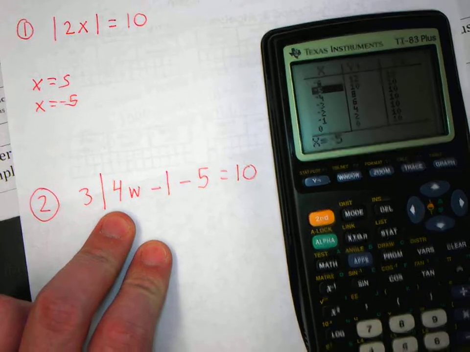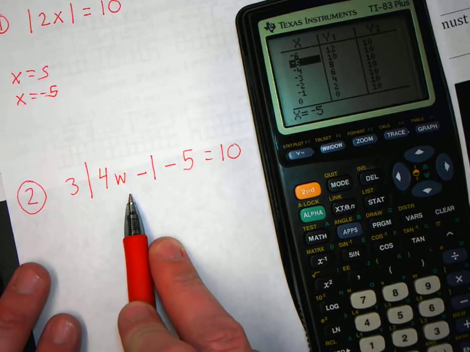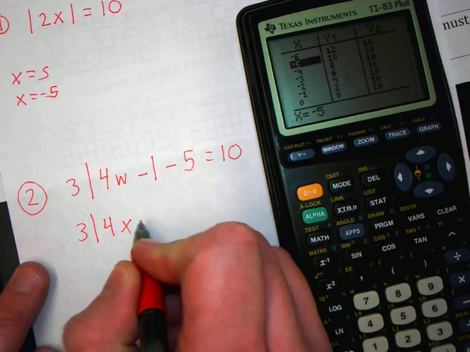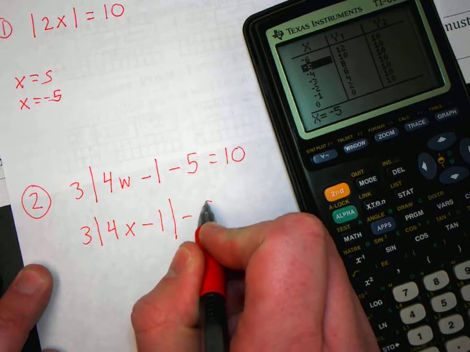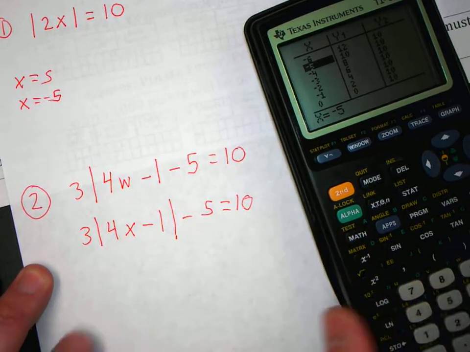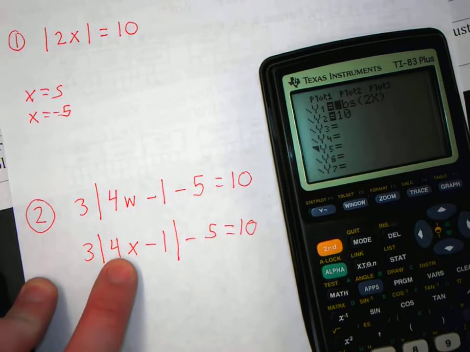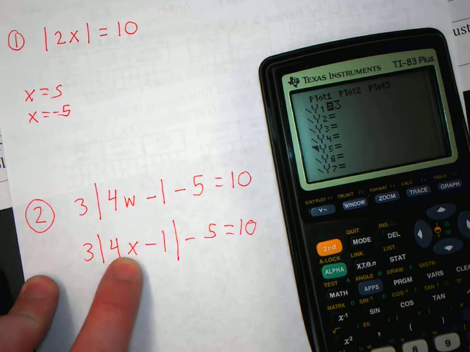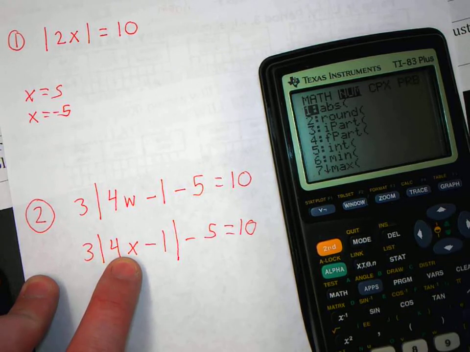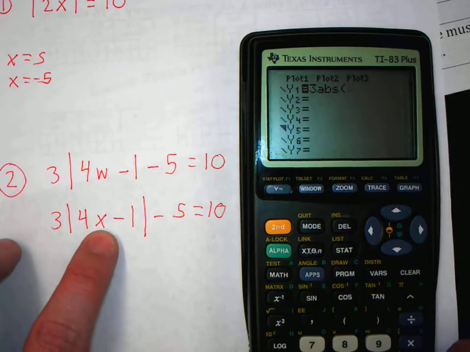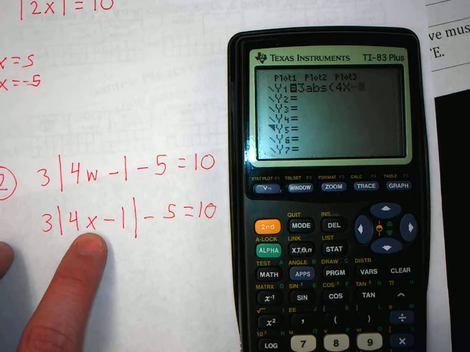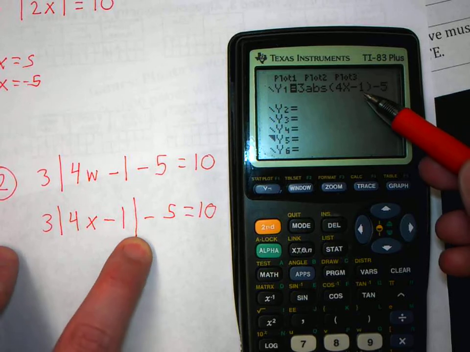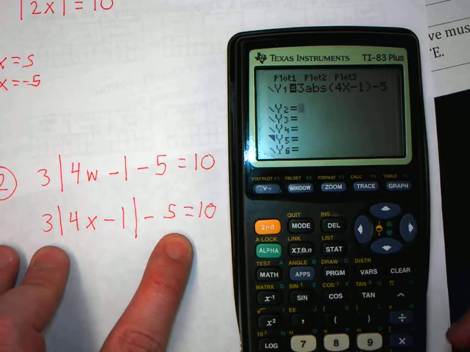Here, guys, you could do the same thing. Your calculator doesn't recognize w's very well in the graph, so just change that to an x. Go up to y equals, would be 3. Clear them out first. Go 3, absolute value, so math, number, absolute value. And then 4x minus 1. And then minus 5. Notice I closed that absolute value off first. And on the other line, I'll put what's over here, which is 10.